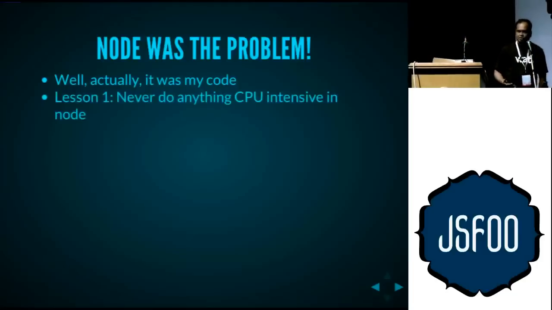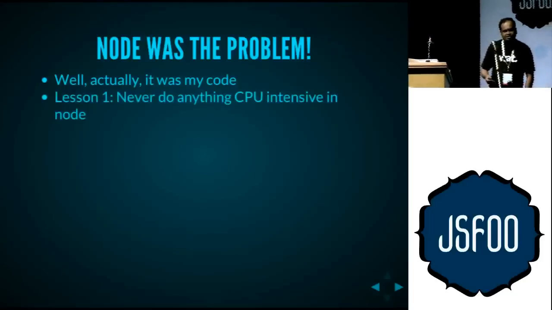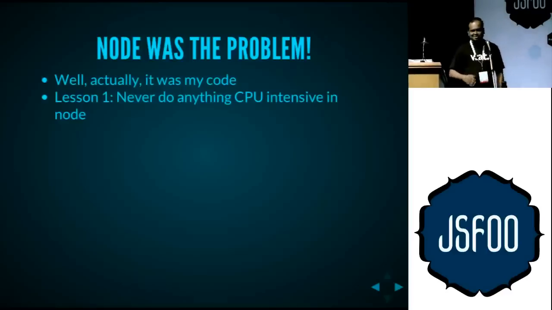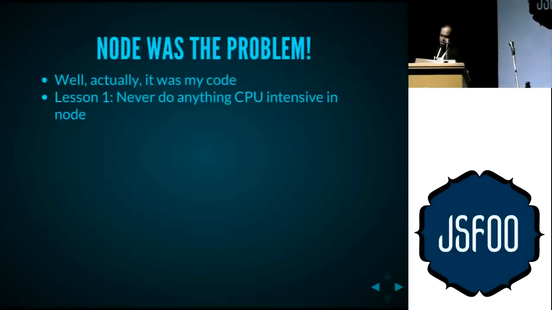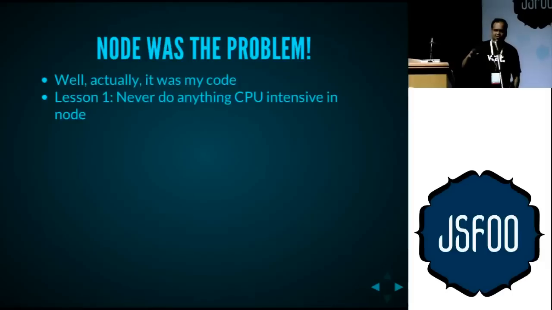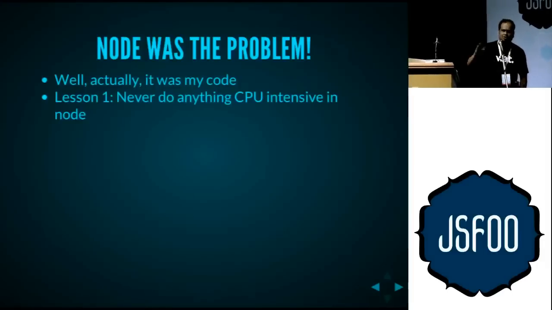So that brings me to the first lesson. If you're ever programming with Node and you want to build a system to scale, do not do anything that takes up CPU in your code. It is the biggest mistake that you can ever make. I can go over the reasons, but I'm pretty sure you are already familiar with them: you're clogging up the event loop and nothing else can happen at that time.